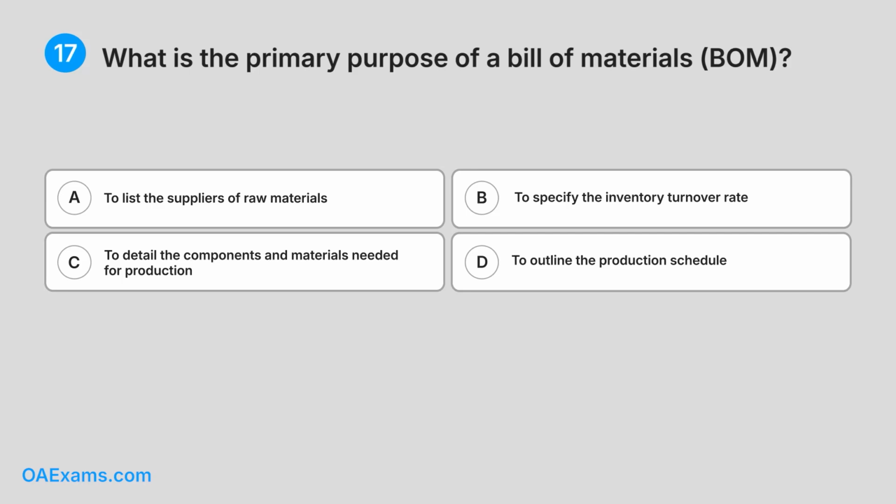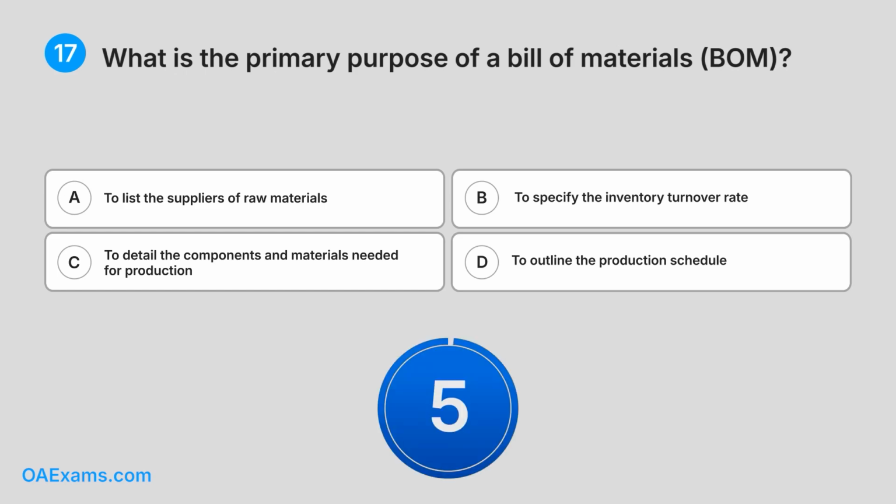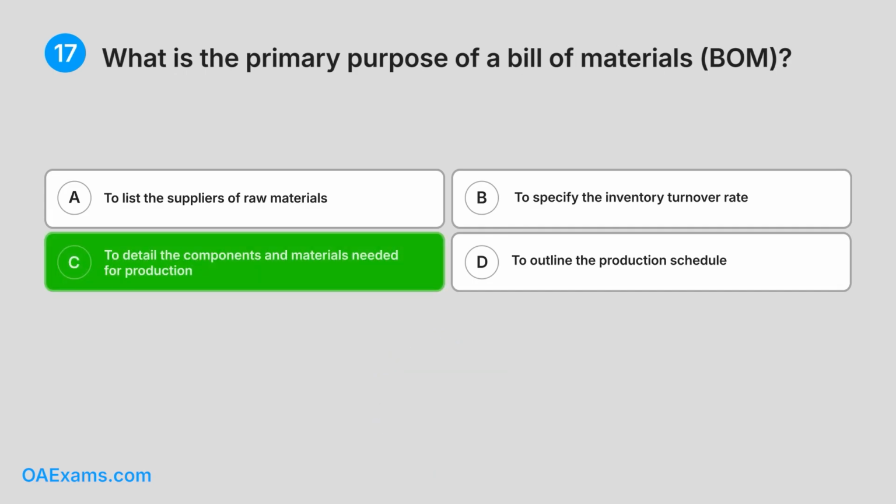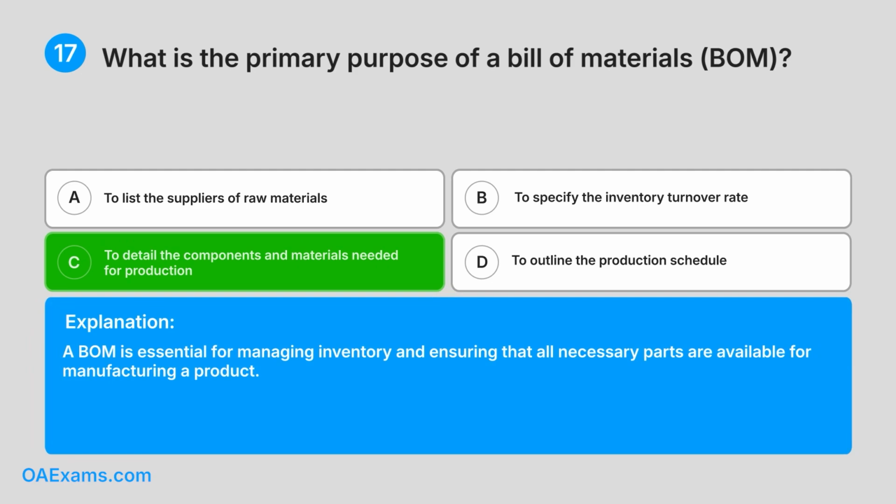17. What is the primary purpose of a bill of materials, BOM? A. To list the suppliers of raw materials. B. To specify the inventory turnover rate. C. To detail the components and materials needed for production. D. To outline the production schedule. Can you guess the answer? Correct answer. C. To detail the components and materials needed for production. Explanation. A BOM is essential for managing inventory and ensuring that all necessary parts are available for manufacturing a product.